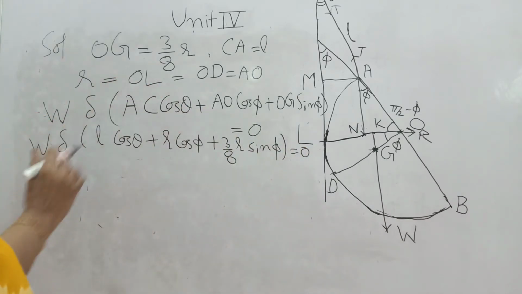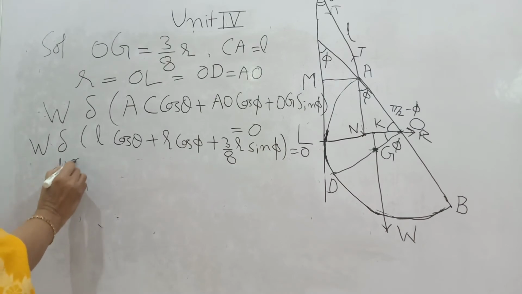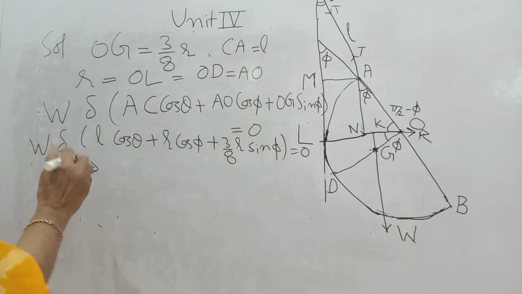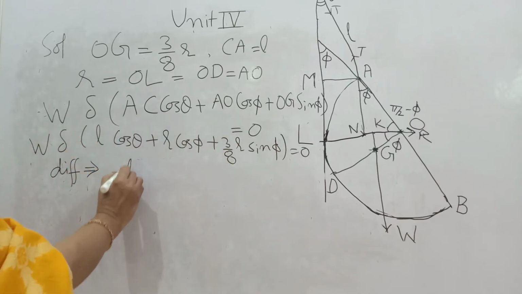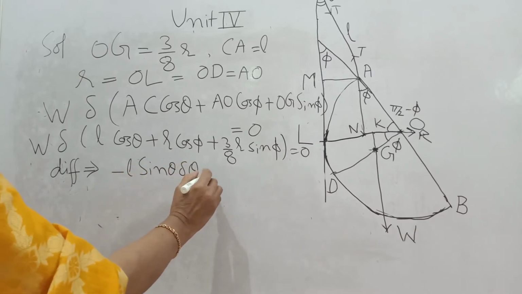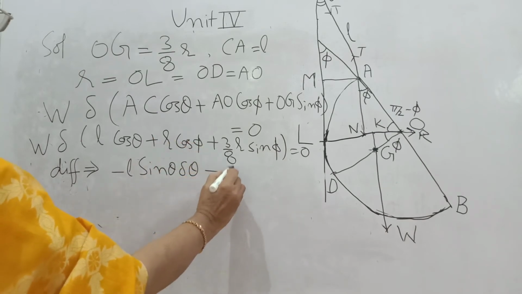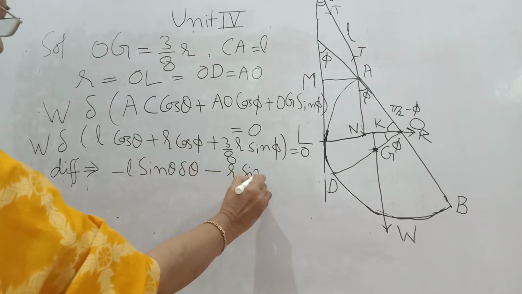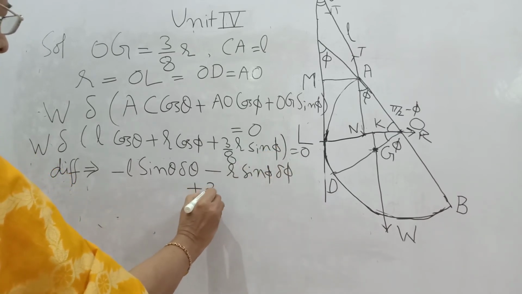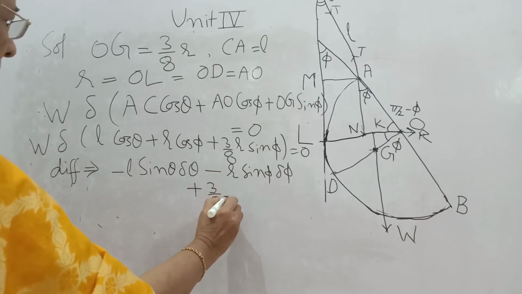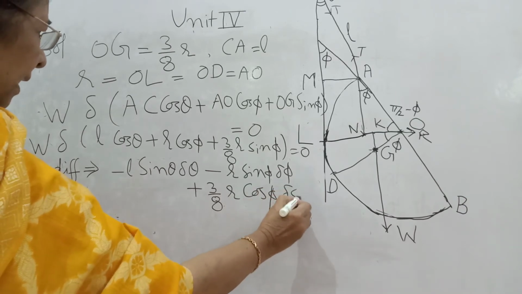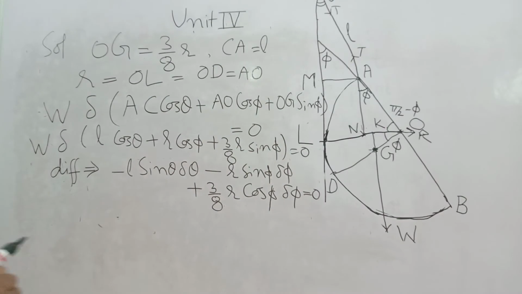Now after substituting the values, we differentiate, divide the whole equation by W, so this W will go away. So you will be getting minus L sin theta delta theta, then minus R sin phi delta phi plus 3 by 8 R cos phi delta phi is equal to 0.